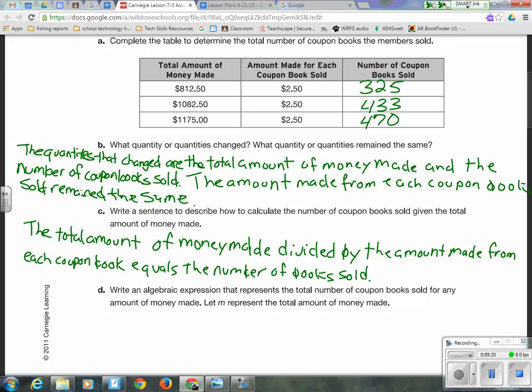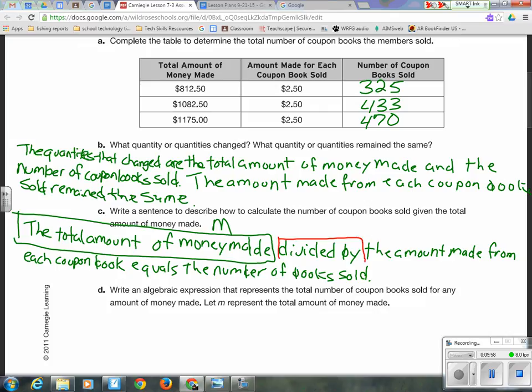It's actually really easy because all you got to do is take keywords out of this and put them into numbers and symbols. Watch. First of all, it says, let M represent the total amount of money made. Well, look at this. The total amount of money made. It says let M represent that. So this is M, right? You see this right here?